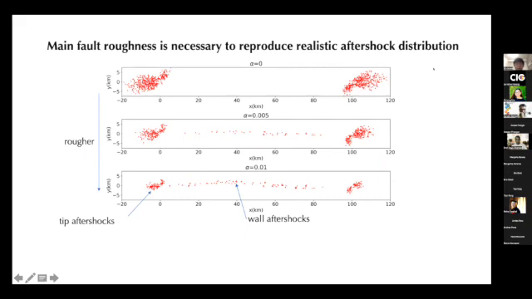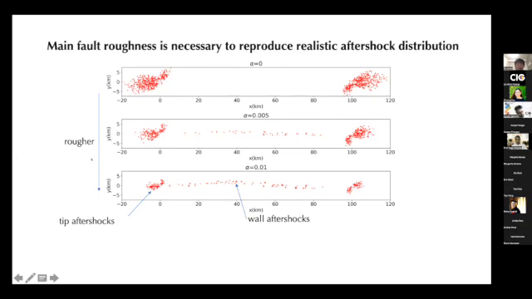I want to focus on this plot, which compares the effect of the main fault roughness. Alpha is the parameter of the main fault roughness, so alpha equals 0.01 is a 1% roughness. If the main fault is completely flat, there's no aftershock on the sides of the fault, and all aftershocks are concentrated around the tips of the fault.